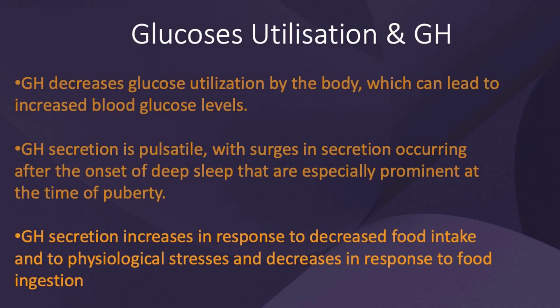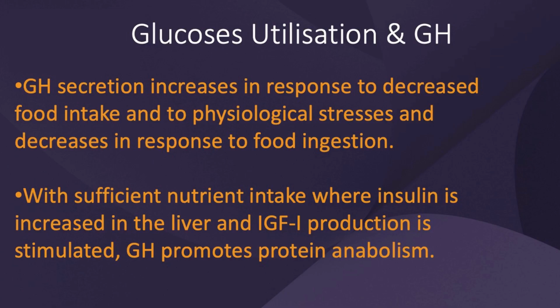In normal subjects, growth hormone secretion increases in response to decreased food intake and to physiological stresses, and decreases in response to food ingestion. In the state of feast and sufficient nutrient intake, where insulin is increased in the liver and insulin growth factor 1 production is stimulated, growth hormone promotes protein anabolism. Whereas in a state with decreased nutrient intake and during sleep and exercise, the direct effects of growth hormone are more predominant. And this is mainly characterized by stimulation of lipolysis.